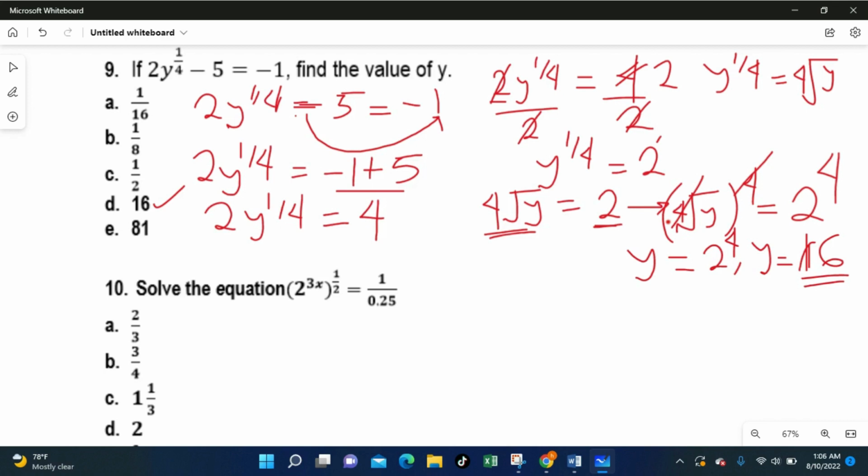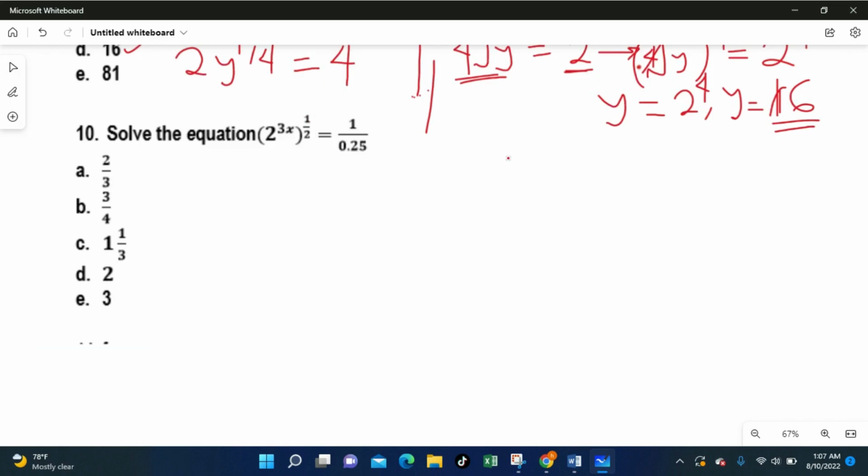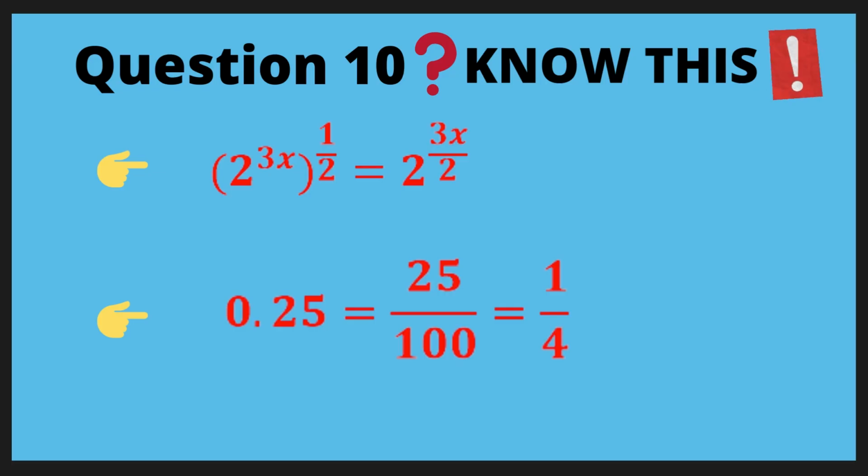Now let's look at question number 10, and how we can apply this same principle in solving it. You are required to note one good thing: converting 0.25 to a fraction will give us 25 over 100, and that will give us 1 over 4. I want you to note that.